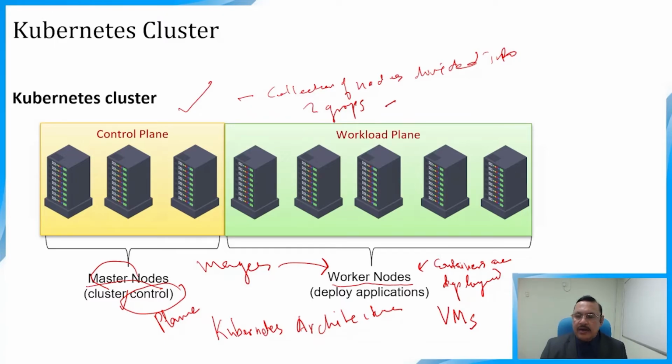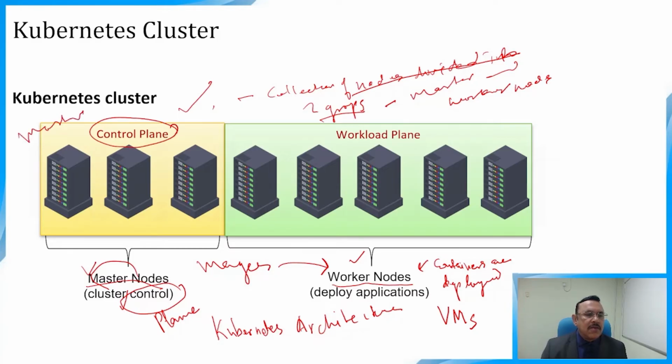That is the master and the worker node. These are divided into two groups: the master node and the worker nodes. The master will run the Kubernetes control plane, which controls the cluster, while the worker node will run the application, and therefore represents the workload plane.